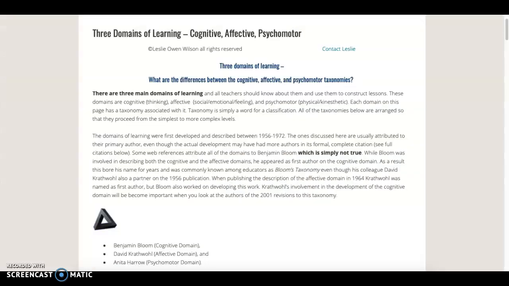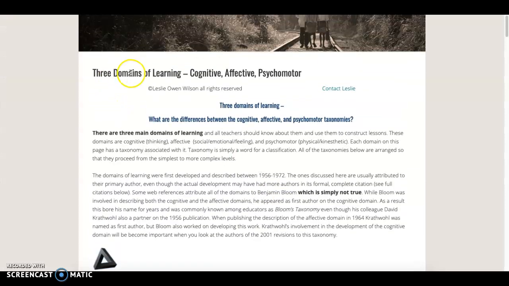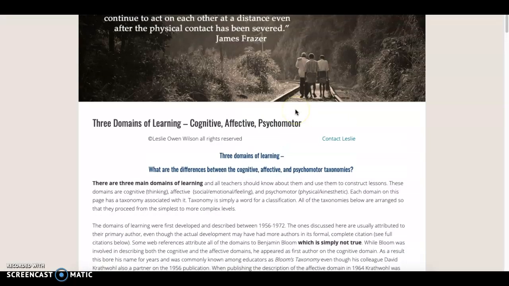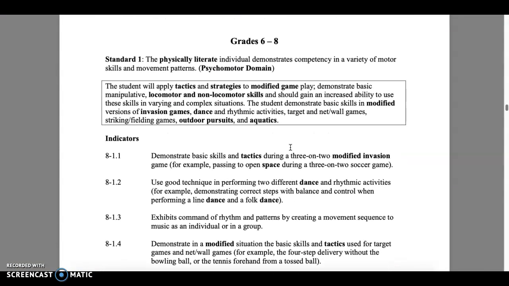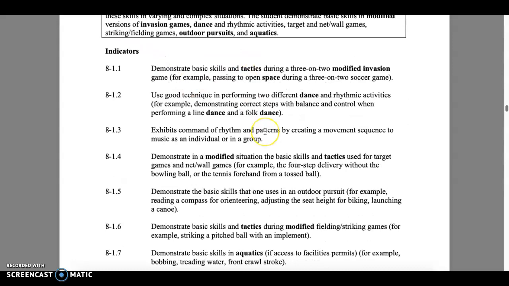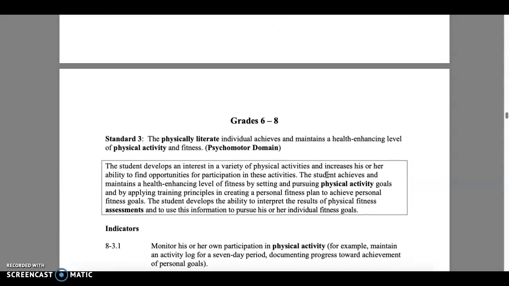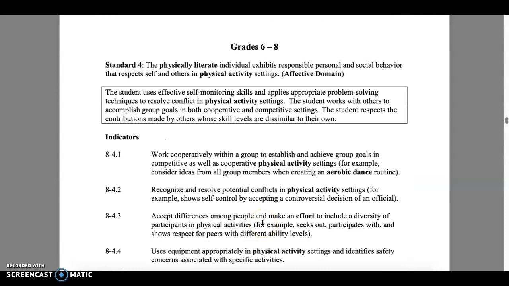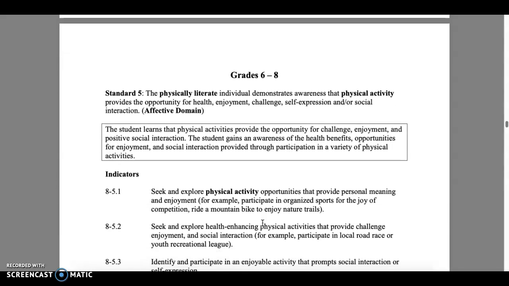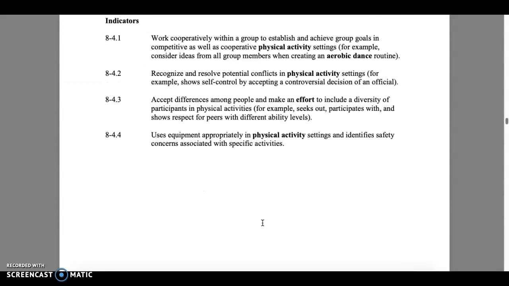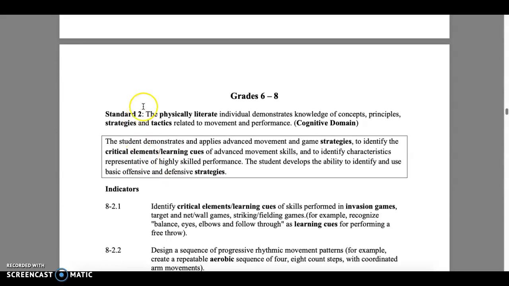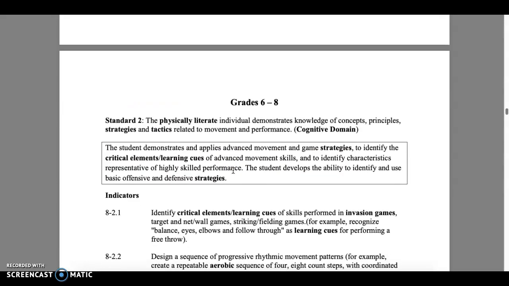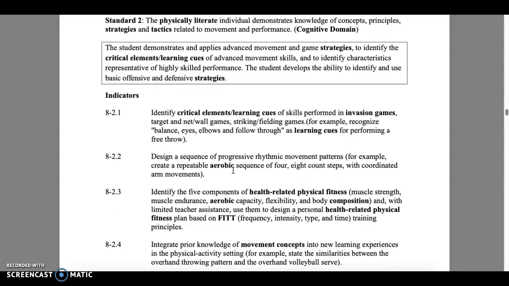The link for the reference page is right here. It just kind of goes over the 3 domains of learning, and I want you just to go through to see how many different ones there are with the standards. Standard 1 is a psychomotor domain. Standard 2 is cognitive. Standard 3 is psychomotor again. 4 is affective. 5 is affective. So there's a couple different ones. There's only one cognitive, which is standard 2. The rest are psychomotor and affective.